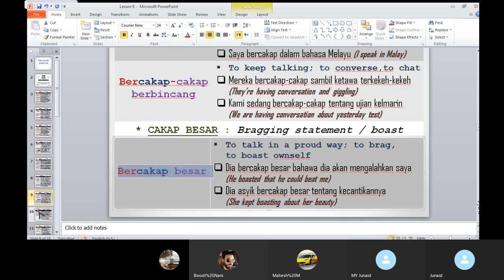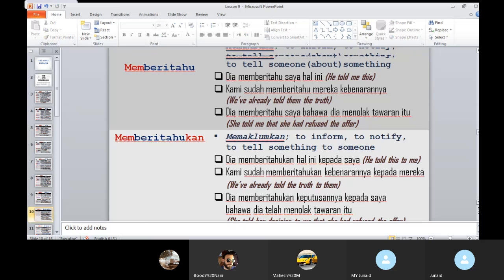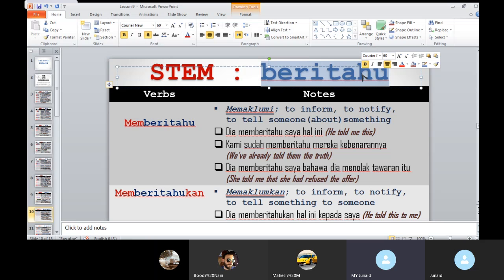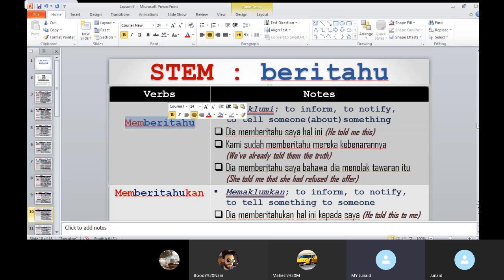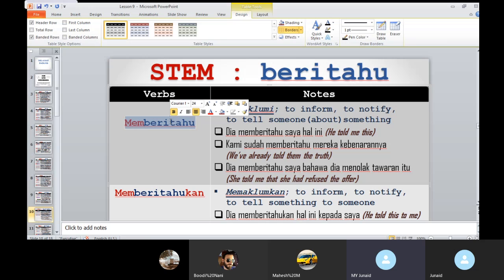All right. The next one. Beritahu. Beritahu means to tell or to inform, to notify. So we have memberitahu, memberitahukan. So only two forms. So memberitahu, of course we have two objects. Memberitahu, the first object must be the person, and then the second object is the thing. So you tell someone about something, but memberitahukan, the first object is something and the second object is someone. So to whom you tell something.